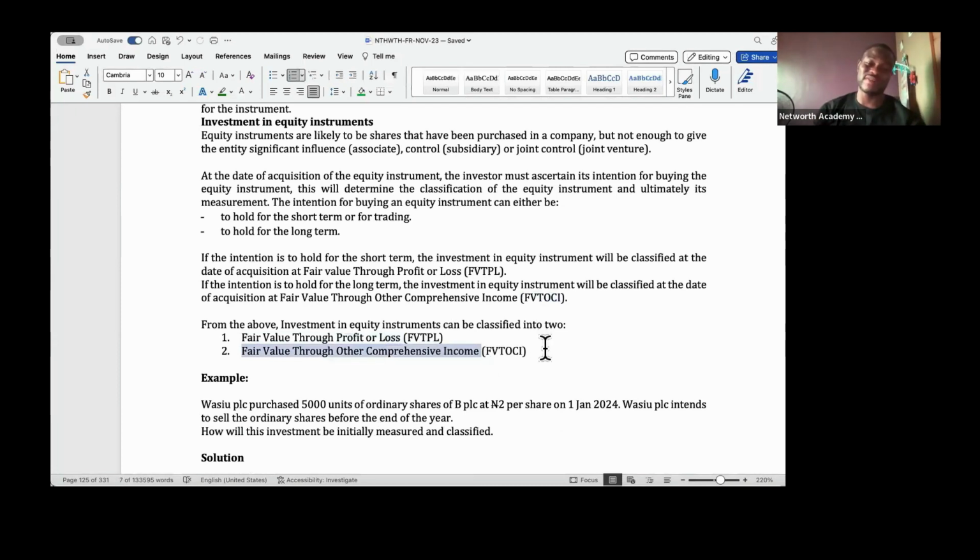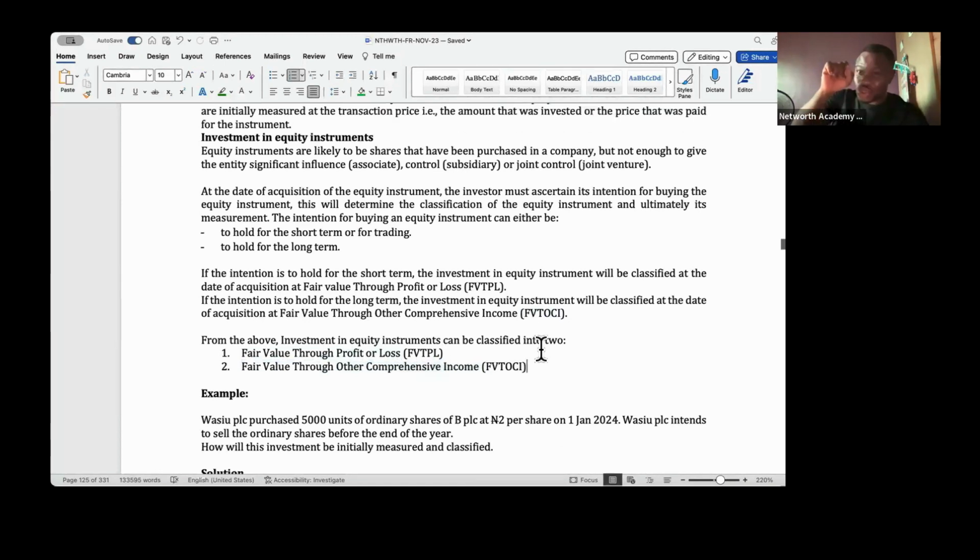So, why is this classification even necessary? This classification is done on the date you are buying it. So if you work with a company that invests in shares, you must know why they are buying it. Is it for the short term or the long term? Because you would have to classify it into these two. And the reason is that it usually helps users to make decisions.